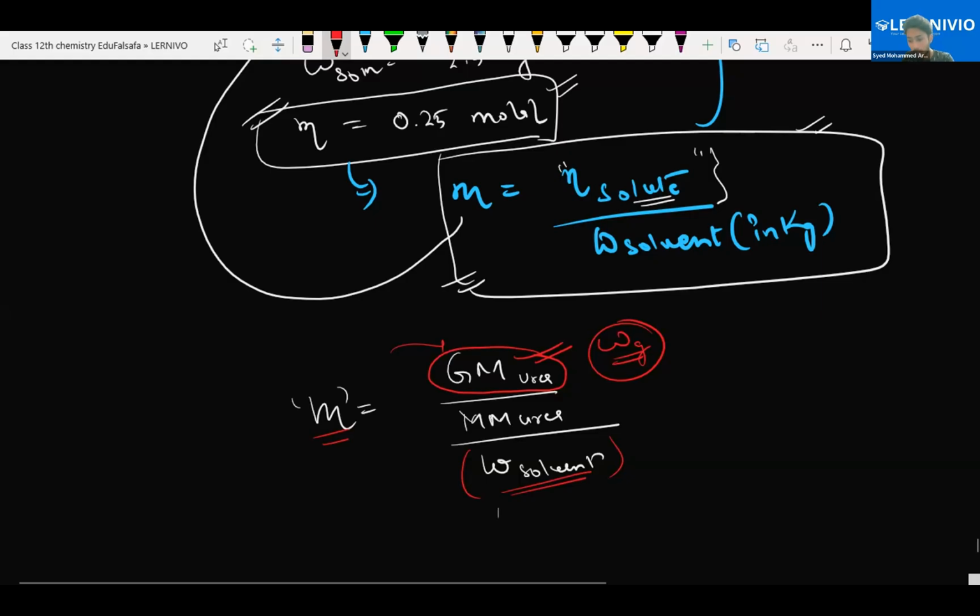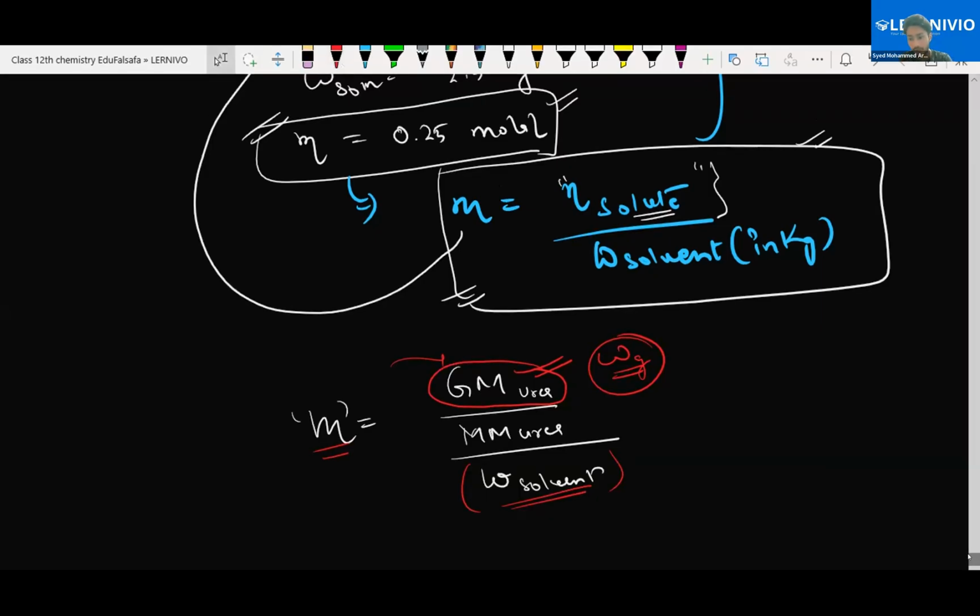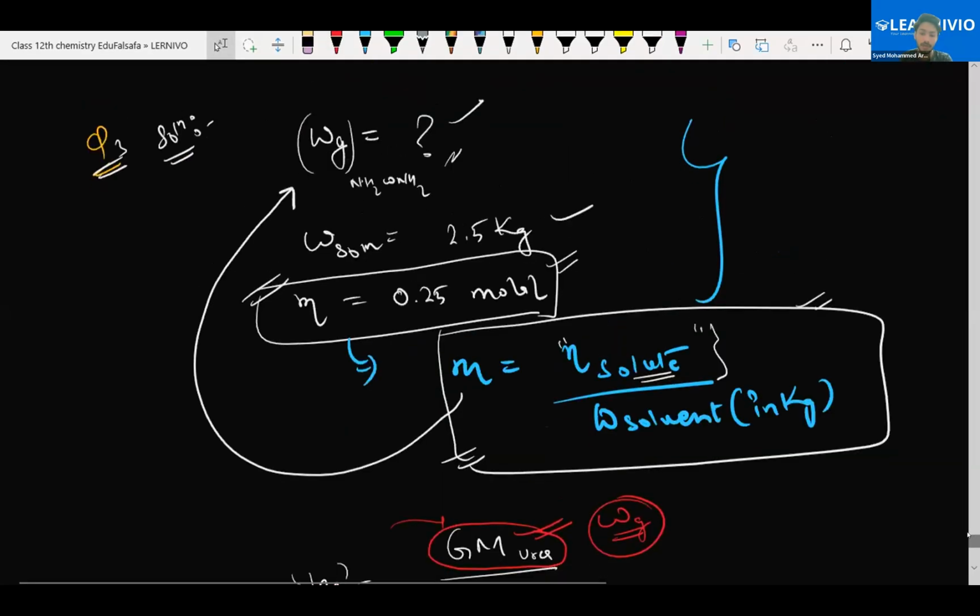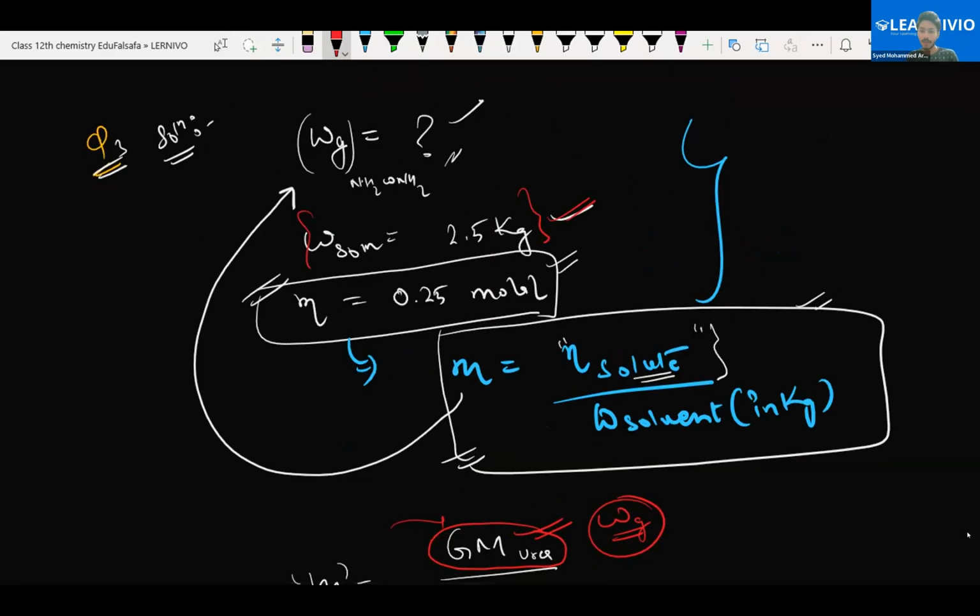So how can I get the mass weight of the solvent? How can I get the weight of the solvent? Basically, this is the major concern. If I am able to crack this, then it will be very easy for me to get the answer.